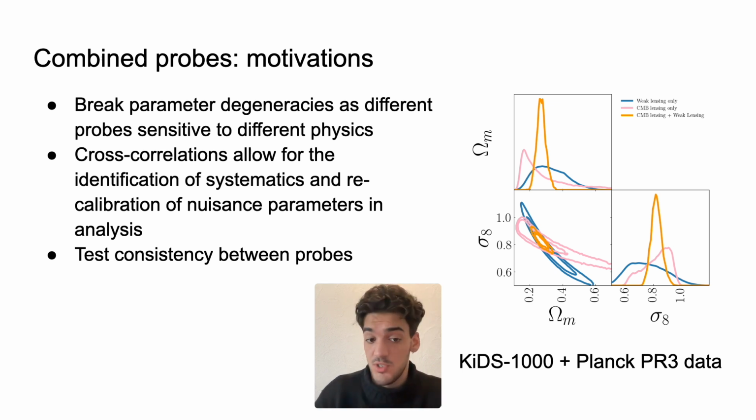A slightly different, but just as important, reason to look at cross-correlations and combined probes is that cross-correlations can allow us to identify systematics that do not correlate between different data sets and calibrate these systematic effects using nuisance parameters, so calibrate the nuisance parameters describing these systematic effects. Finally, by putting all of the probes on the same footing, we're in a good place to test the consistency between different probes. If we put them all in a consistent pipeline, then we can robustly measure the tensions between different data sets, which is something that we're especially interested in this current iteration of the work.